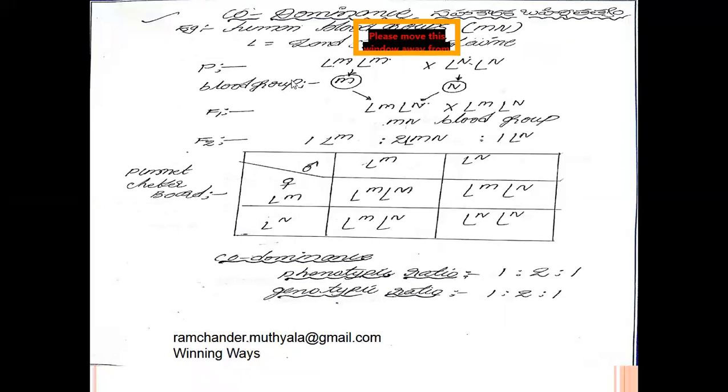And the next one is codominance. Codominance in human blood groups. The codominance in human blood groups is mainly of two types.